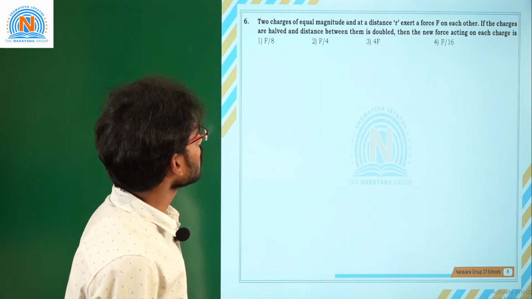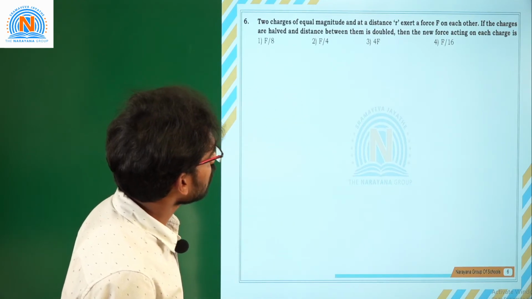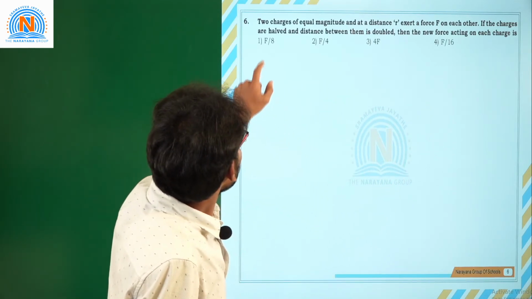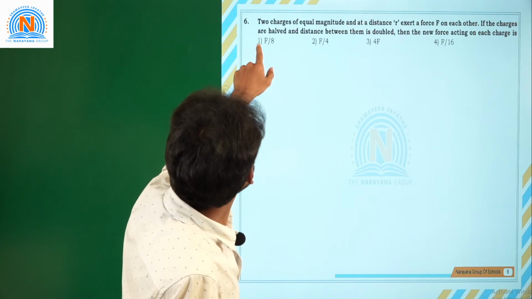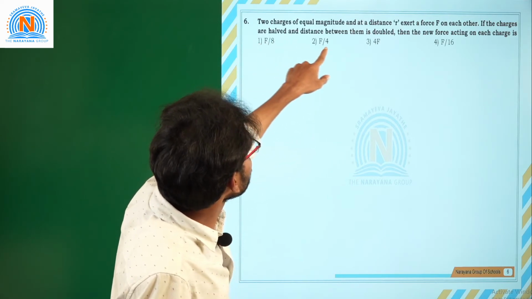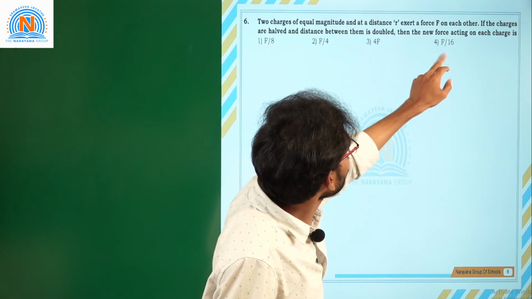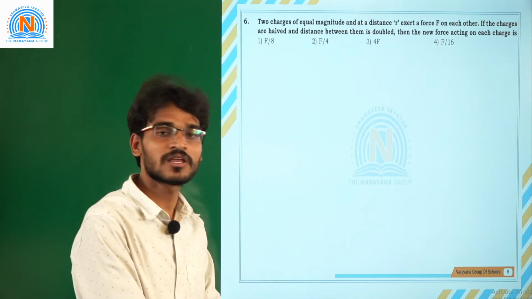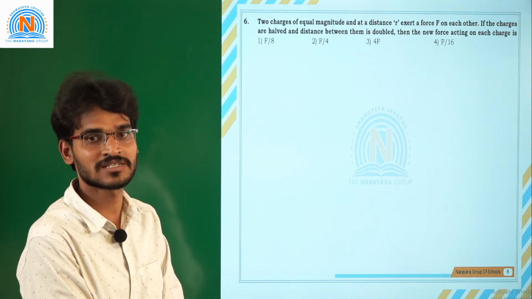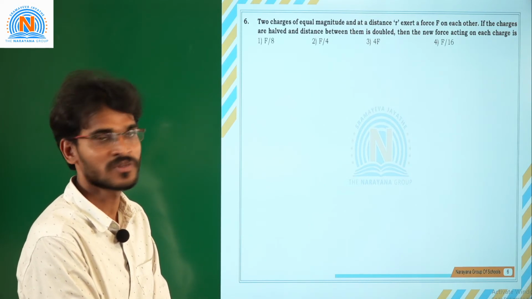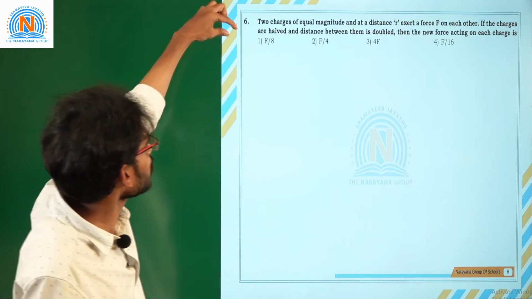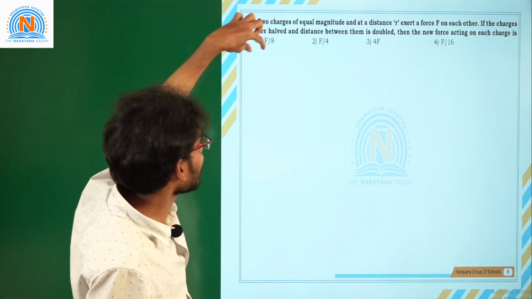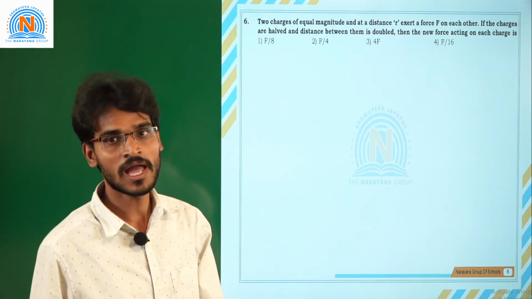Two charges of equal magnitude at a distance exert a force F on each other. It is also mentioned, if the charges are halved and the distance between them is doubled, then what is the new force acting on each charge? In the previous question, both cases had the same charge. But here, in the first condition the two charges are equal in magnitude, but in the second case these two charges are halved.